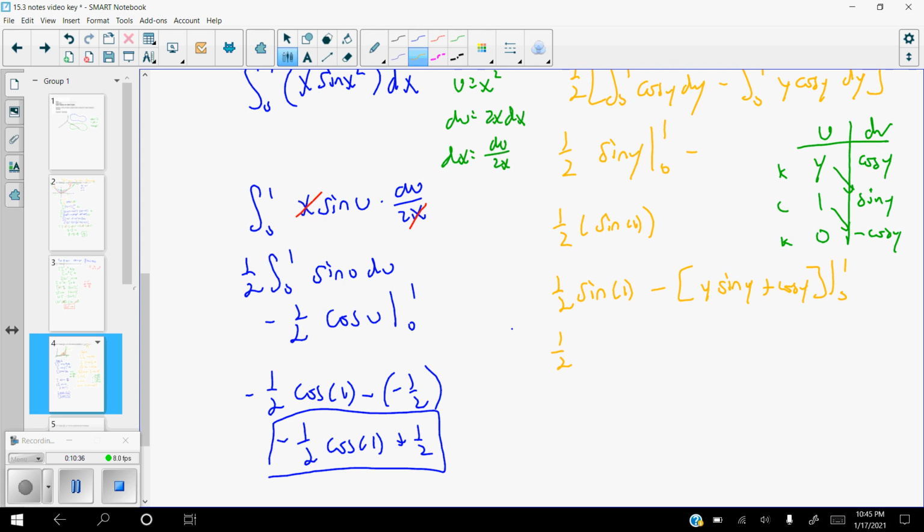So we get 1/2 sine of 1 minus. Now plugging in 1, I'm going to get 1 sine y, which is 1 sine of 1, which is sine of 1, plus cosine of 1, minus 0, plus cosine of 0, which is 1. Yeah, I think that's good.